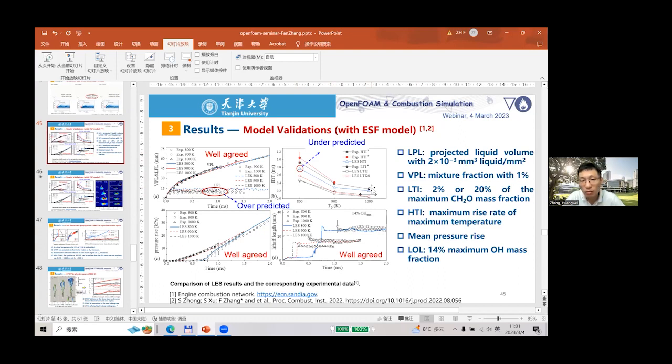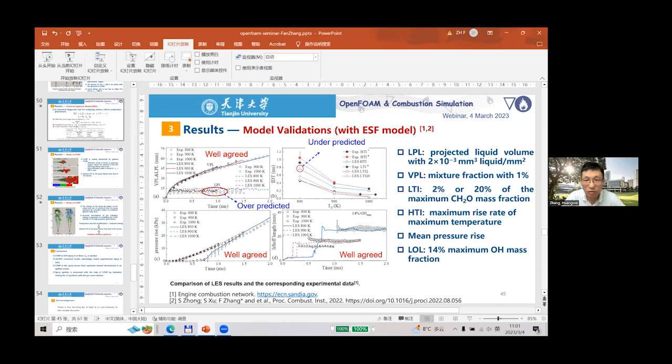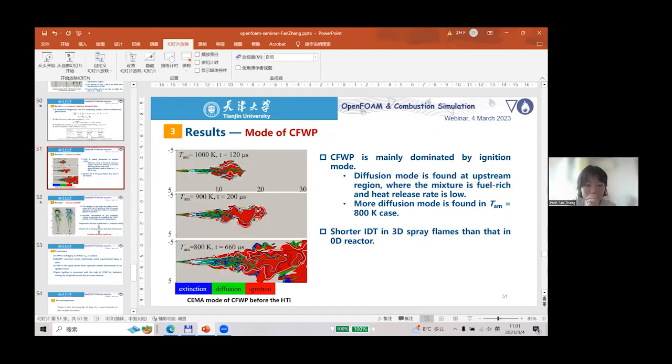So any other questions? For the CMA analysis, you identify different regimes, right? Ignition and also another one is extinction, right? And diffusion, yeah. So here, for the ignition mode, is it possible for you to further identify the contributions from the high temperature chemistry and also low temperature chemistry, because here you consider the overall? Yeah, it should be possible, but here we choose the cool flame time instant. So if you look at the ignition of the high temperature, maybe you should choose another time instant to analyze the different modes.